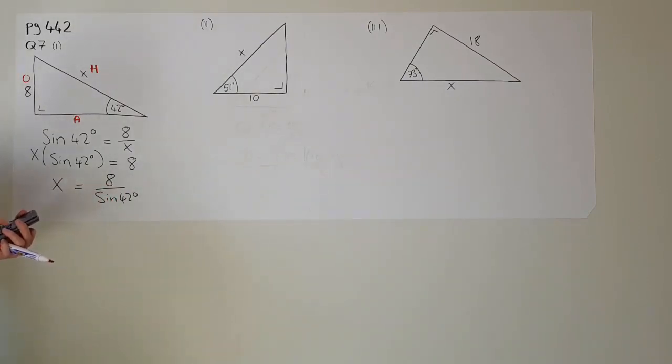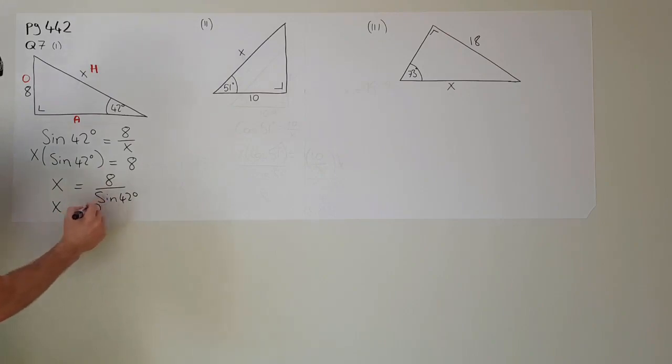Again, we have to give these to the closest single decimal place. So we get x is equal to 11.9558, rounding that to 1 decimal place, x is equal to 12.